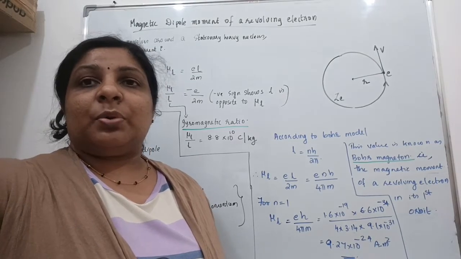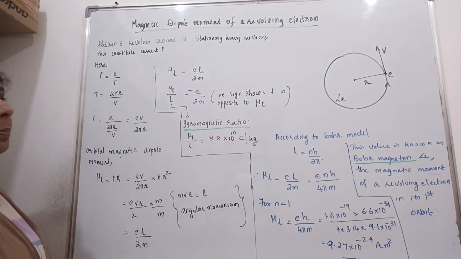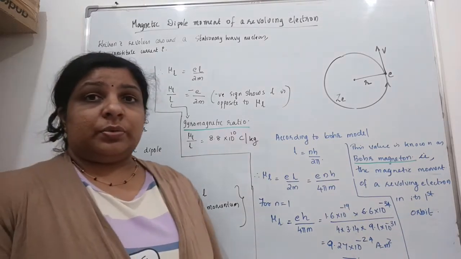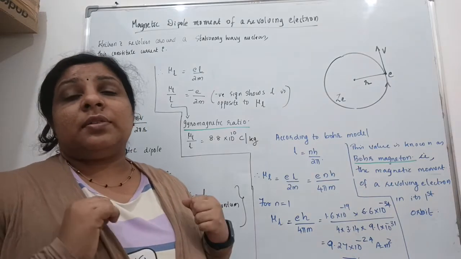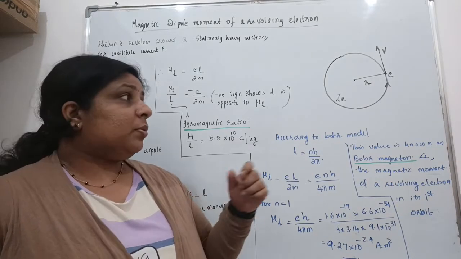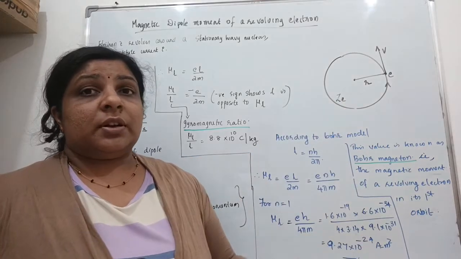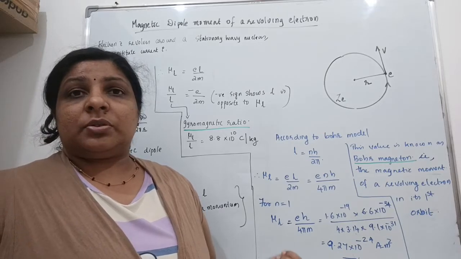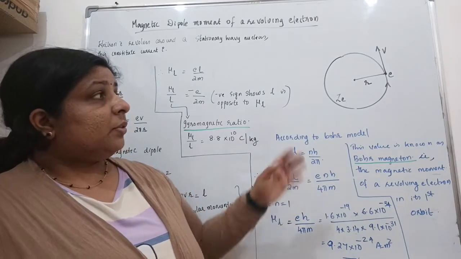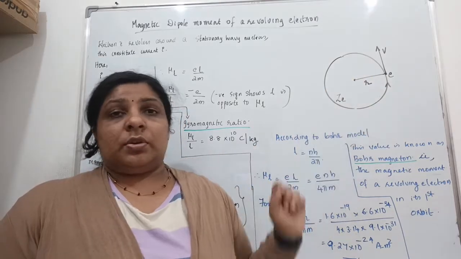So this is another important concept from chapter 4, that is magnetic dipole moment of a revolving electron. What we are assuming is a heavy nucleus. Heavy nucleus is represented by Ze, where e is the charge of an electron and Z is the atomic number. So it's a heavy nucleus whose radius is r and an electron is revolving around that nucleus.